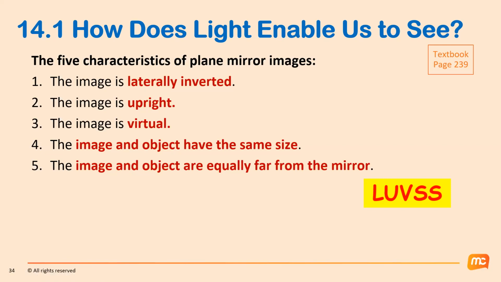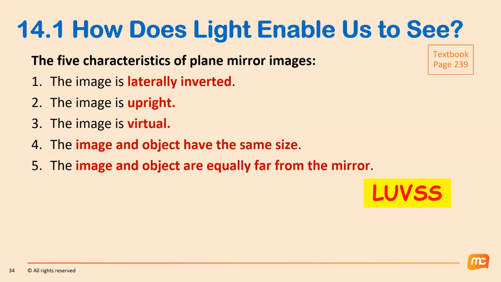Okay, there are basically 5 characteristics of plane mirror image. They are laterally inverted, upright, virtual, same size, and same distance. So how do I remember it? I use mnemonics. So I'm going to use LUVSS, love SS.